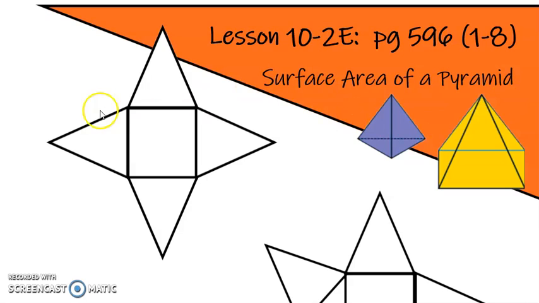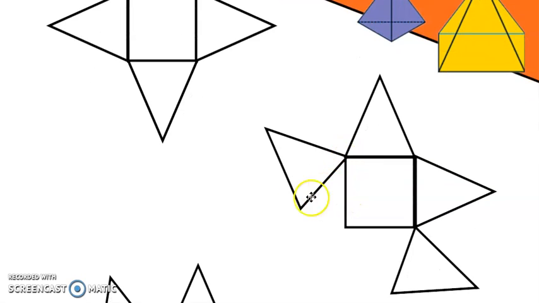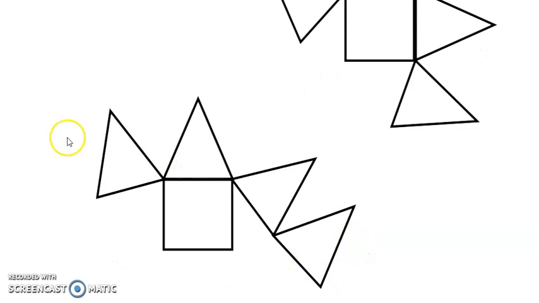Lots of you guys know what this net looks like from previous years in school, where you've got a square base and then you would fold these up to the apex in the center, and it would look like a pyramid. But I wanted to cut some of this apart, now that these are folding outwards, and folding outwards a little bit more.